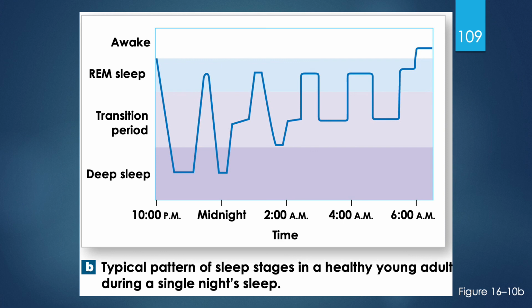Figure 16.10, the second part of it, shows you what a typical pattern of sleep looks like for a healthy, normal young person during a single sleep. So as you can see here at the top of the graph, we have our awake period, then there's REM sleep, and as we move further down the axis, you see we go into a transition period in between REM sleep and deep sleep. And you can notice that we only really get into deep sleep a couple times at the very beginning of our sleep.